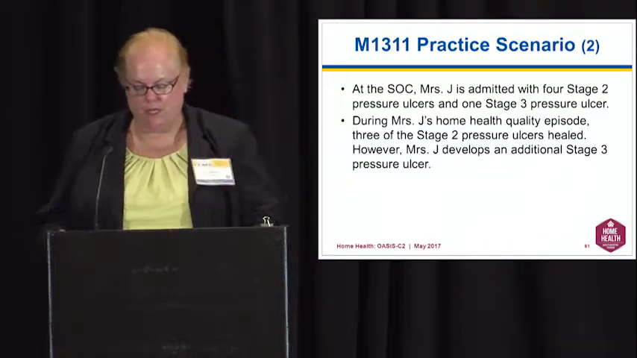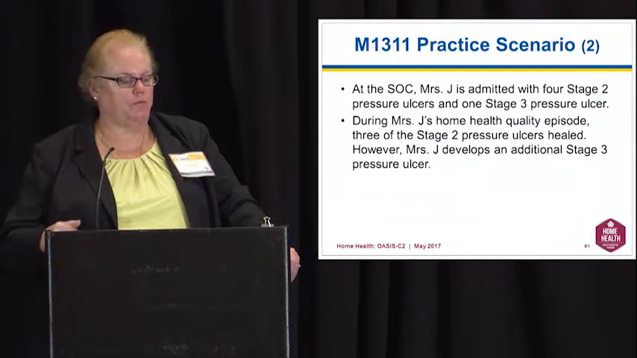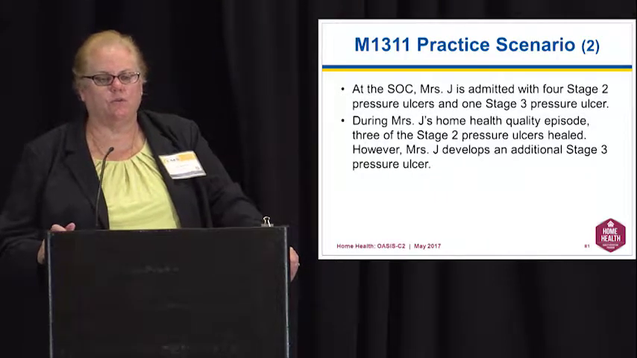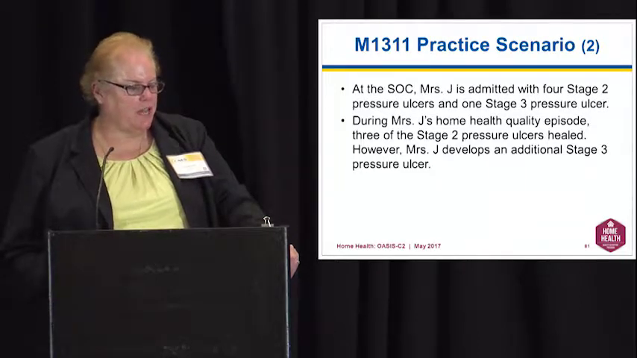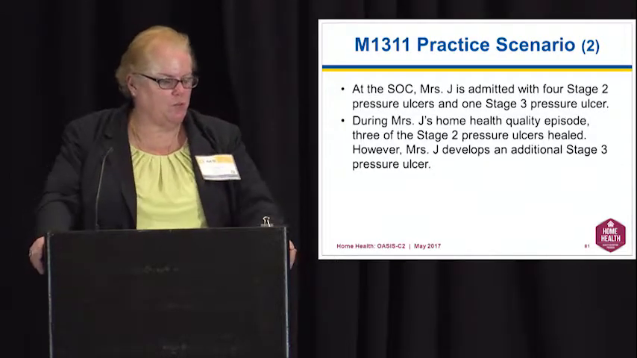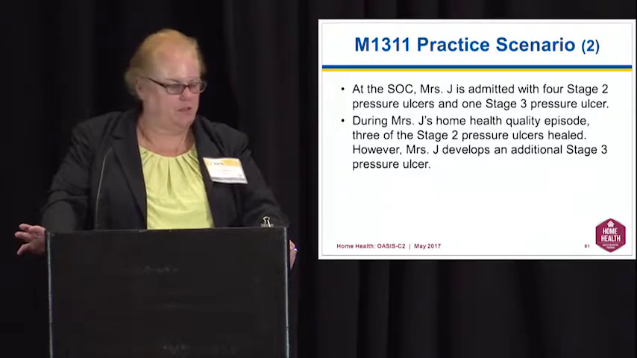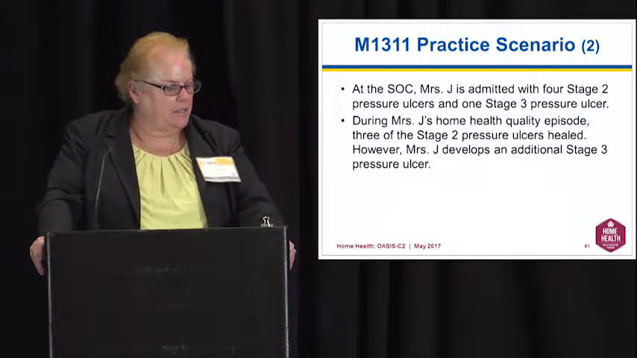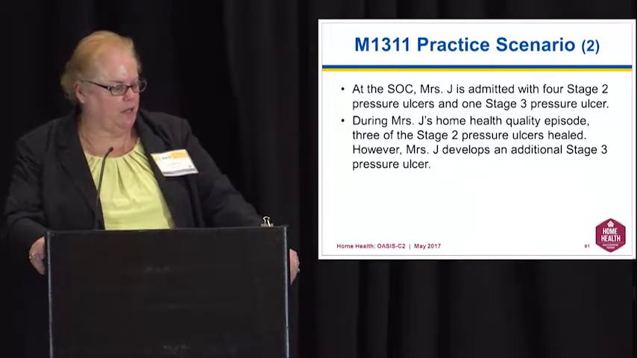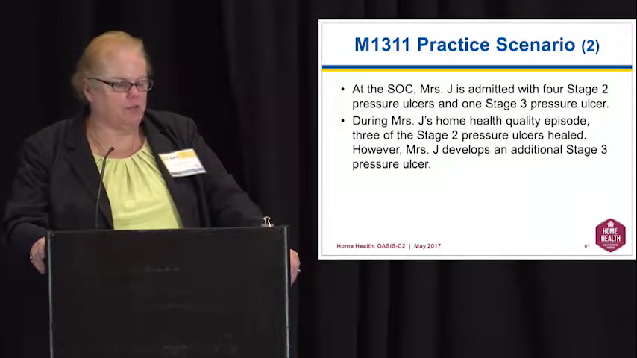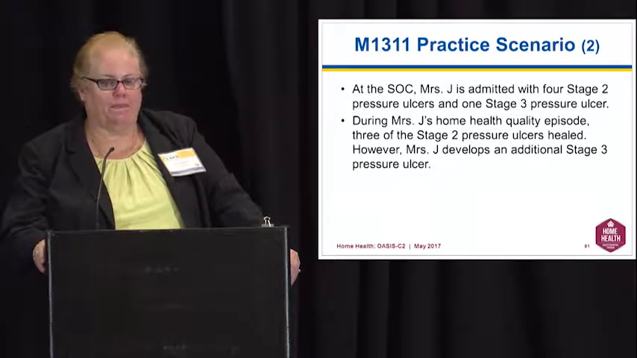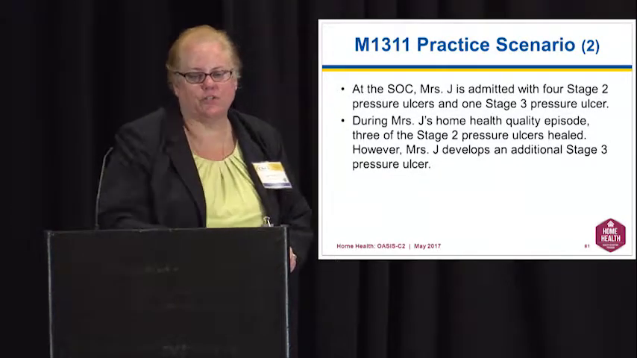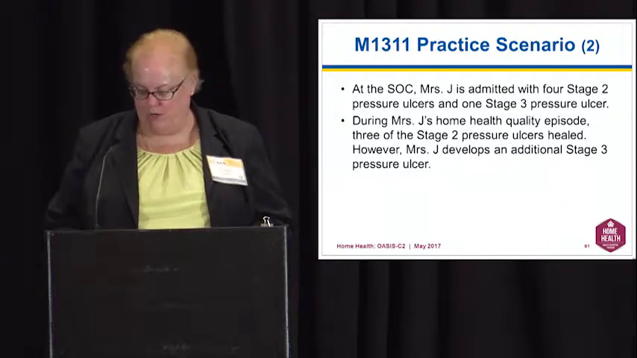And let's look at this, and then we'll go through the process. We'll go through the scenario. I'll give you a minute or two to code, and then we'll go through the coding together. So at start of care, Mrs. J is admitted with 4 stage 2 pressure ulcers and 1 stage 3 pressure ulcer. So this is someone who has 5 ulcers. And during Mrs. J's home health quality episode, 3 of the stage 2 pressure ulcers healed. However, Mrs. J develops an additional stage 3 pressure ulcer. So you got the scenario, and it's actually written on the top of your sheet. So go ahead and do your coding.